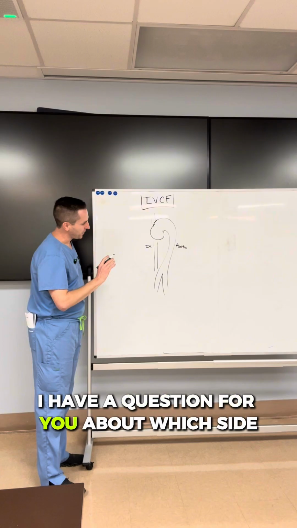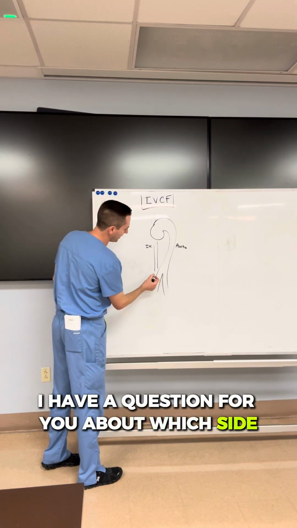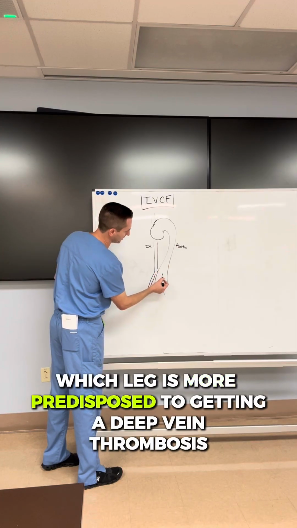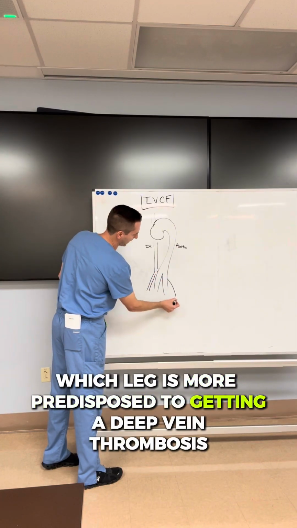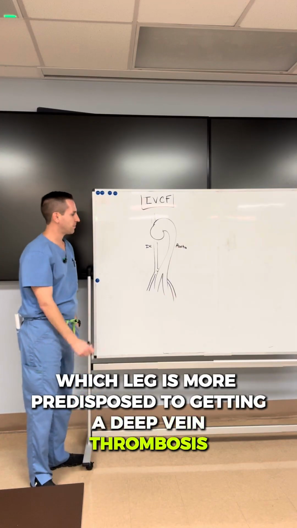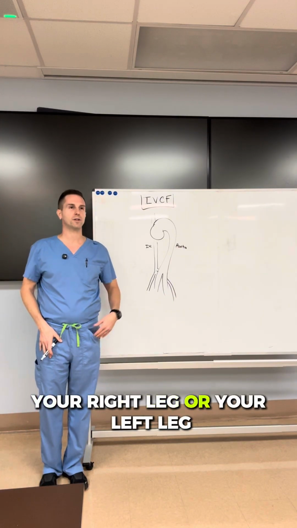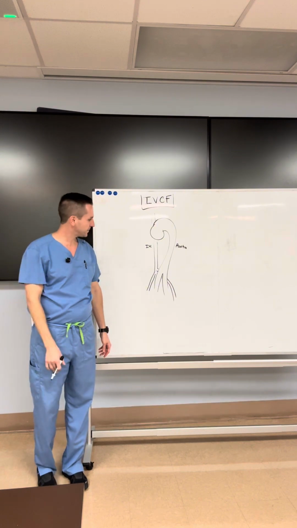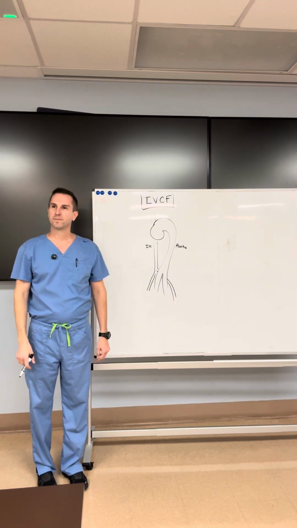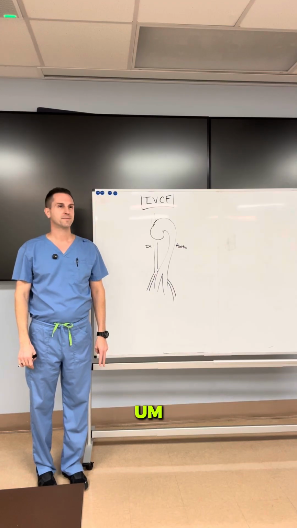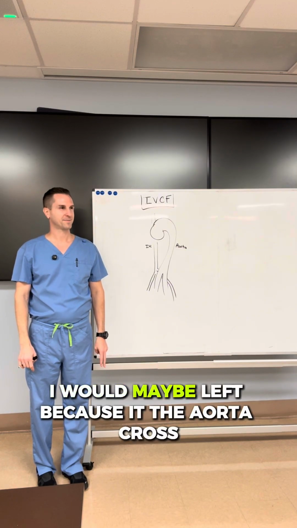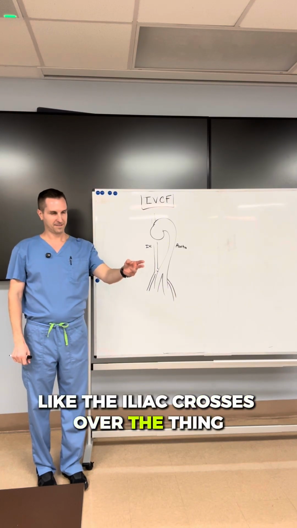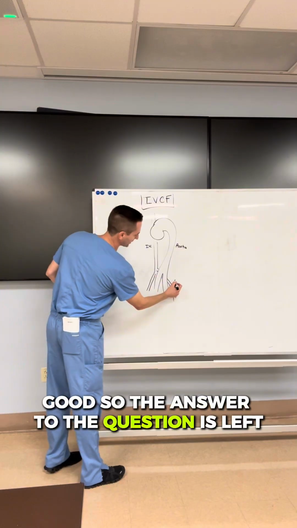I have a question for you about which leg is more predisposed to getting a deep vein thrombosis, your right leg or your left leg? Right leg. Okay, I have a right leg vote. I would maybe say left, because the iliac artery crosses over the vein. Good. So the answer to the question is left.